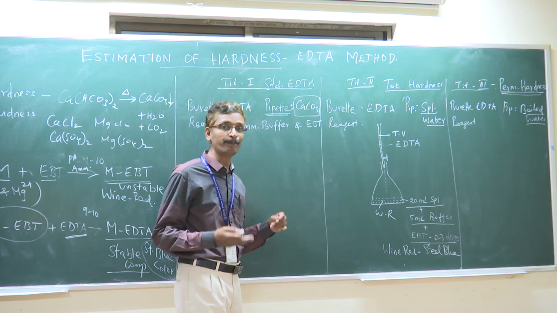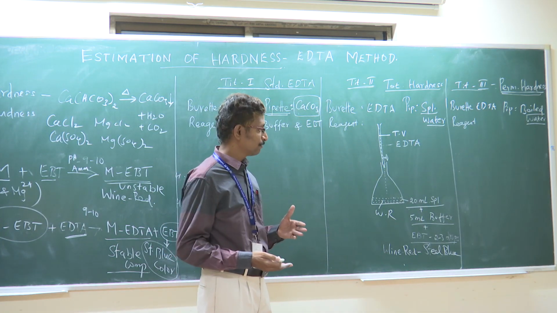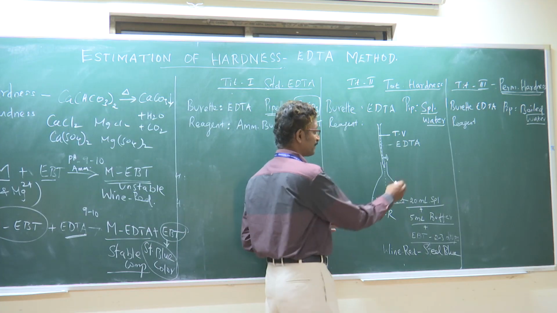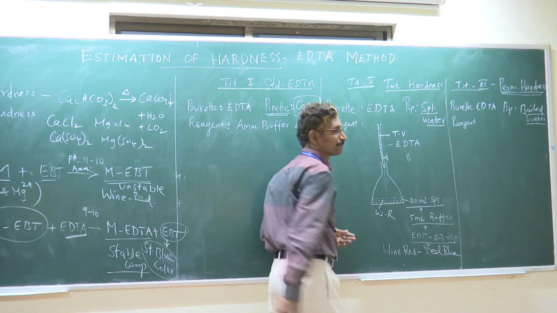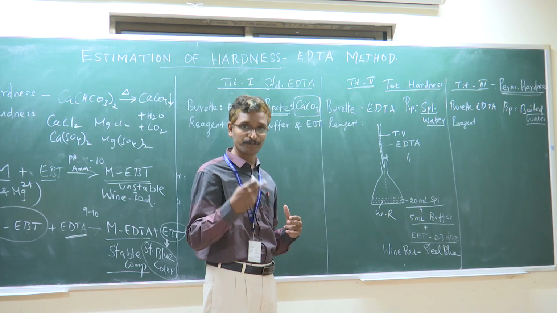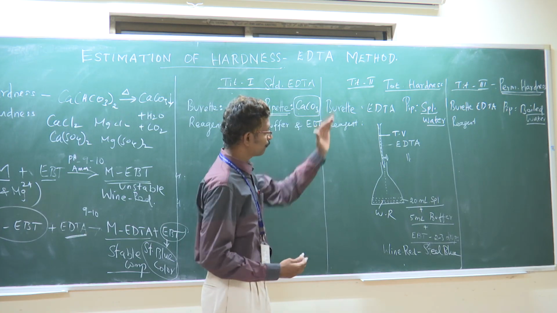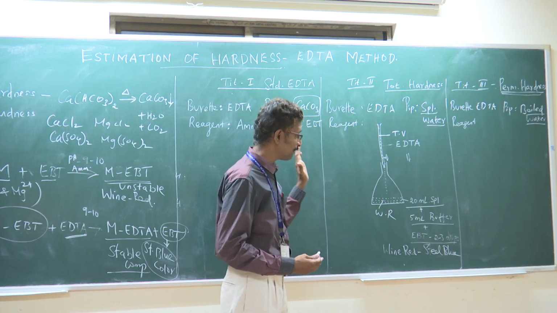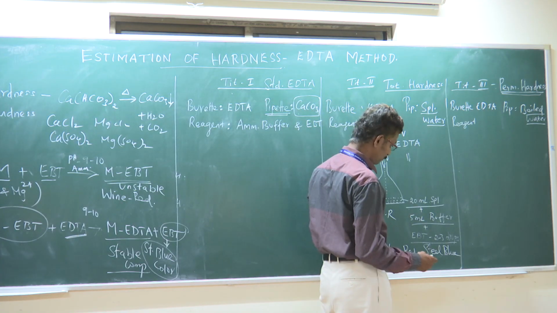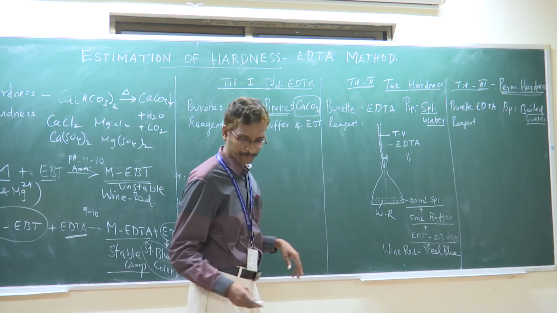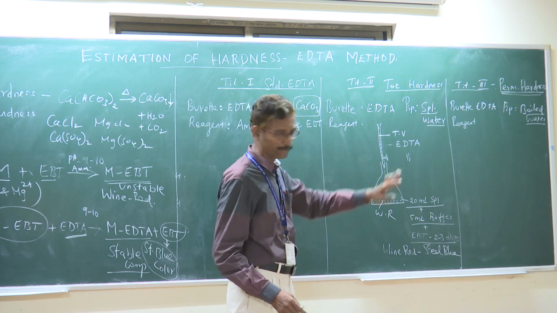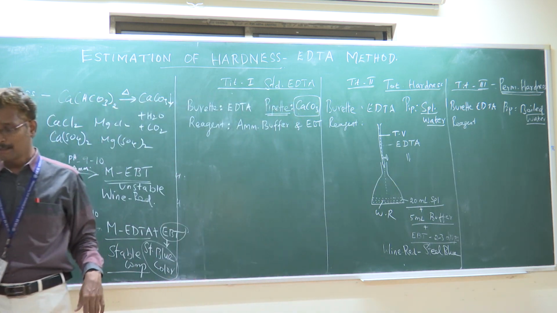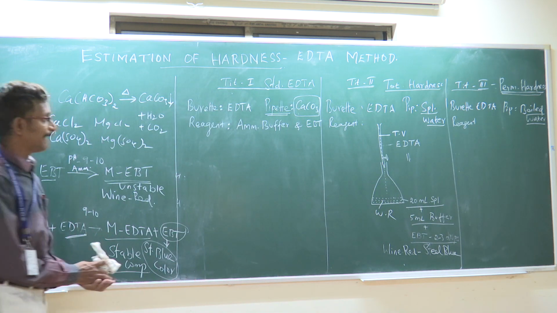Repeat the experiment until you get a concordant value. What is meant by concordant value? Adjacent values should be the same. So the adjacent titer values should be the same, that is the concordant value. We have to measure the concordant value, and then the same procedure is carried out for all the 3 sets of titration. Then we have to do the calculation.